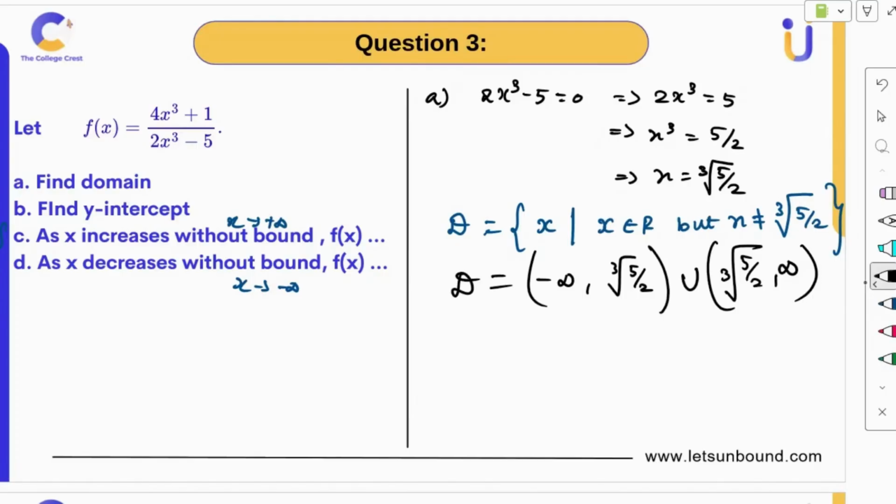Okay. Now find the y-intercept. Very simple. I'm doing it here. So 0, comma, wherever you see x, you just cancel it off. That will become 0. So 1 by minus 5, which is minus 1 by 5.